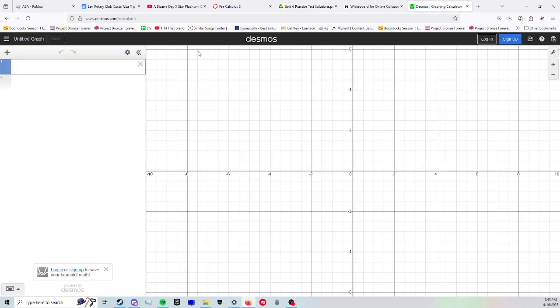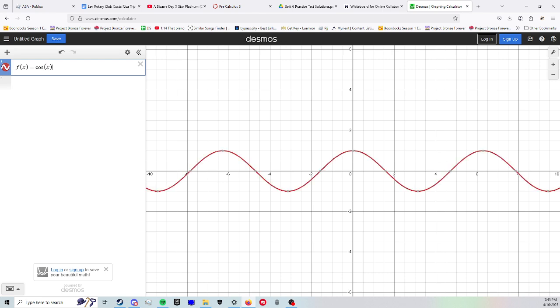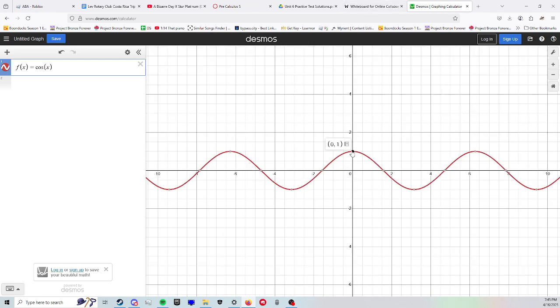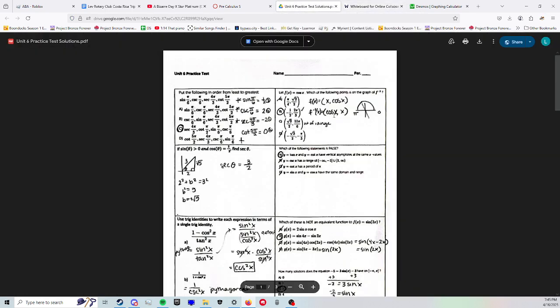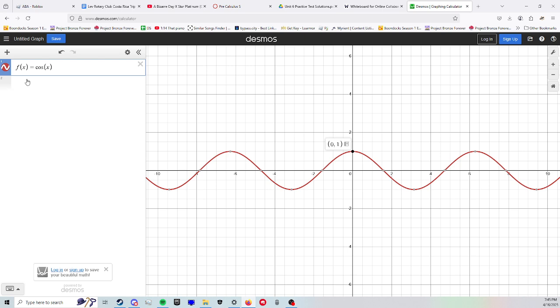So f of x, this is what a cosine graph is equal to. This is a cosine graph. Yeah. So our given is that f of x equals cosine. Which of the following is on f negative 1? This just means that we're inversing it. So f negative 1 of x. I don't know if this is really going to work.